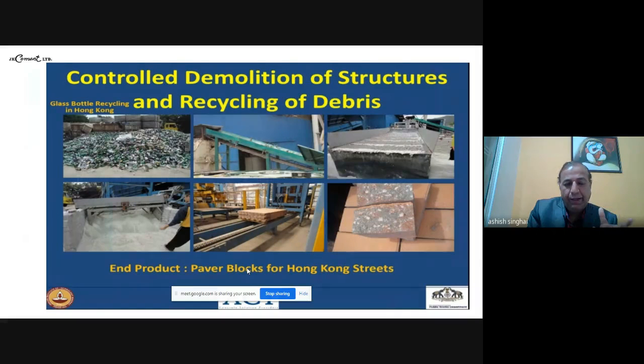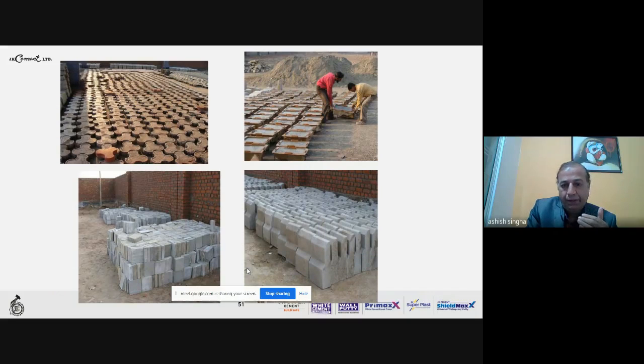Once this material is segregated, the recycled material can be made use of for making paver blocks, concrete blocks, or this kind of precast structures. As you can see, you might have seen a lot of such paver blocks and concrete blocks that can be used as a brick, and these are the separator blocks.